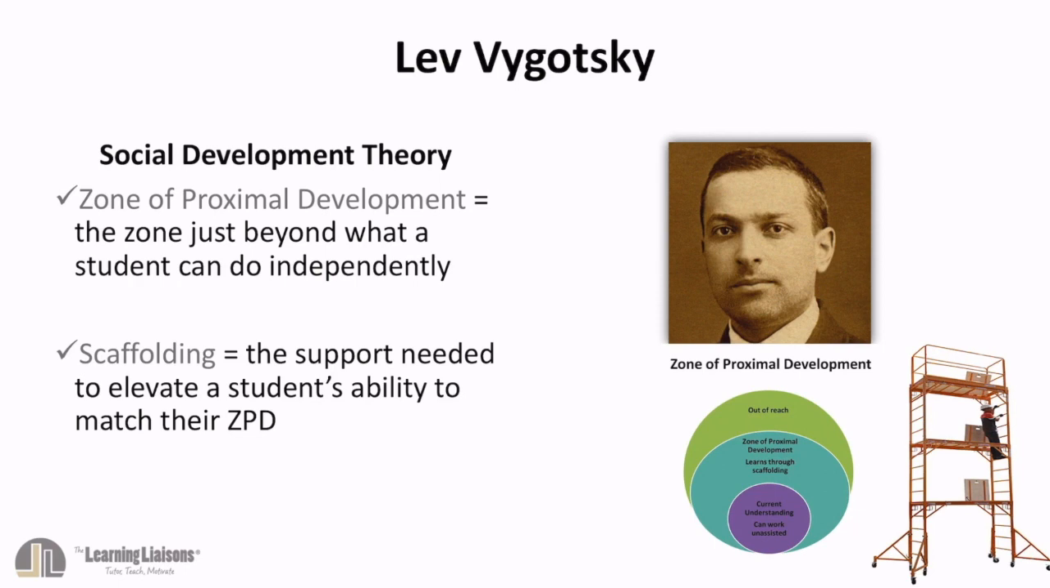But I also want to show you, before we move on, the idea of scaffolding. Vygotsky also developed the idea of scaffolding, which is the support needed to elevate students' ability to match their zone of proximal development. The zone of proximal development is going to be different for every one of your students, and that's important to remember. Look now at the image of the scaffolding in the bottom right-hand corner of your screen. This is scaffolding that you've probably seen while you're out and about driving and possibly saw at a construction site.